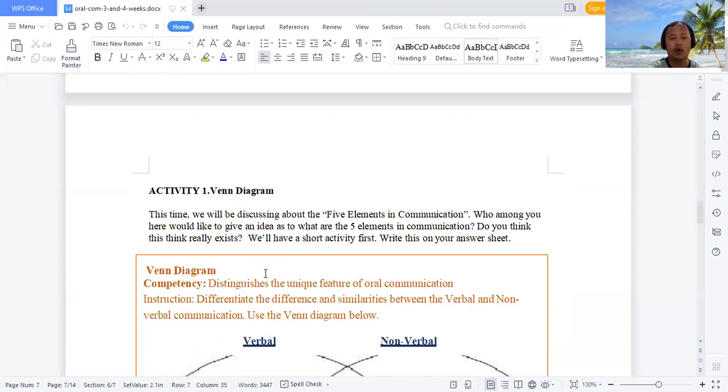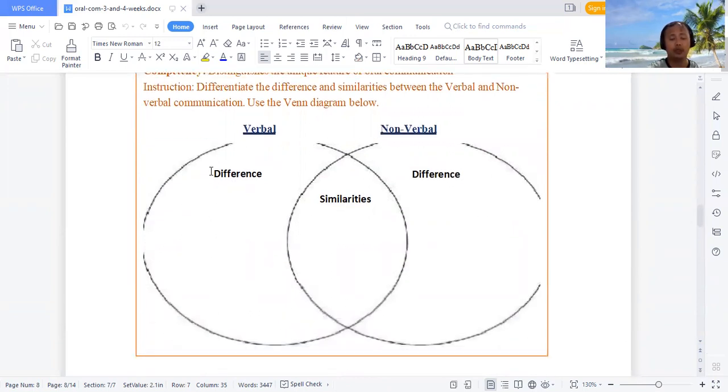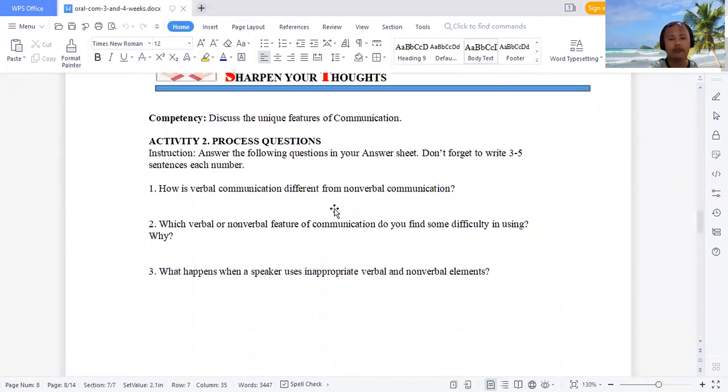All right. So we will have a short activity first. Write this on your answer sheet. So what do you mean by a Venn diagram? Instruction: differentiate the differences and similarities between verbal and nonverbal communication. What you're going to do here, class, is write the difference of verbal and nonverbal communication. What is the difference between verbal and nonverbal communication? Write your answer here. And here, what is the difference of nonverbal communication towards verbal communication? And in here, similarities: what are the similarities between verbal and nonverbal communication? Ano ba ang pagkakapareho nila? Okay, so that's it.